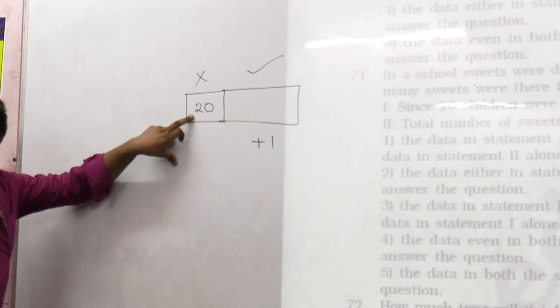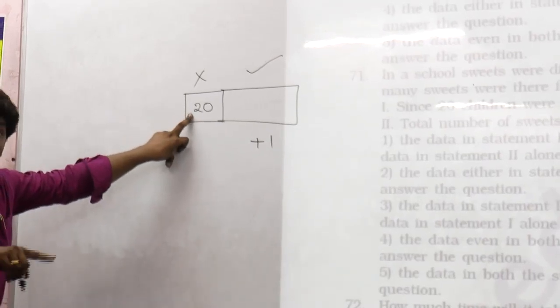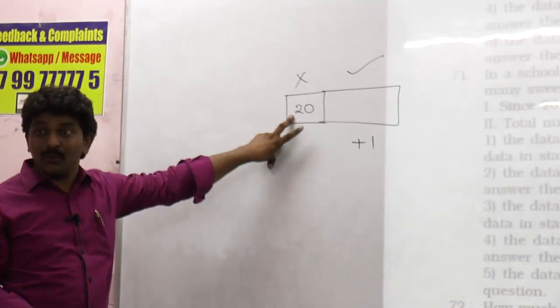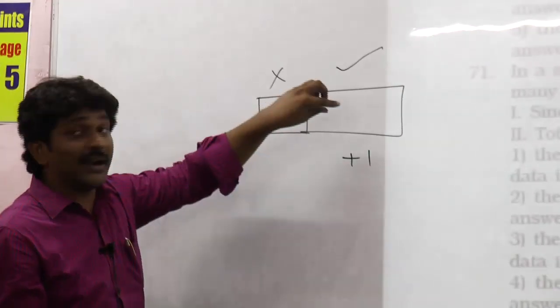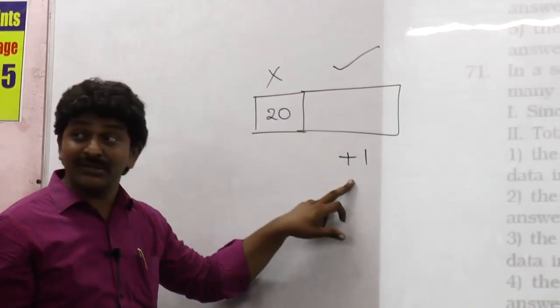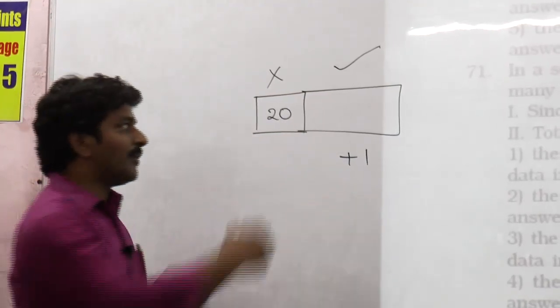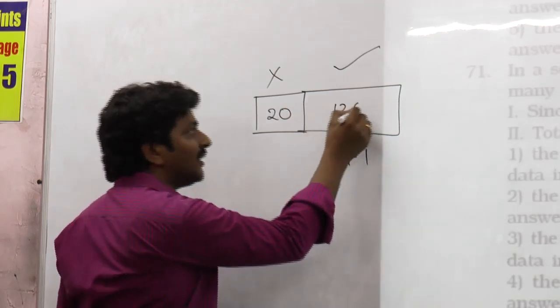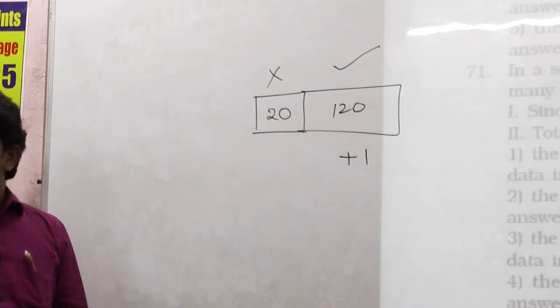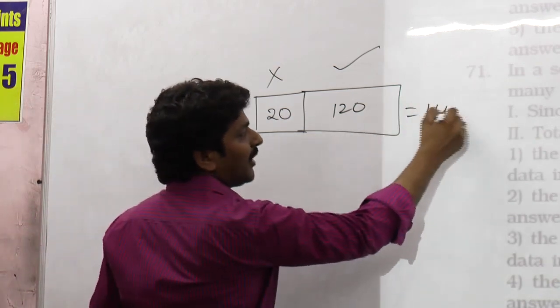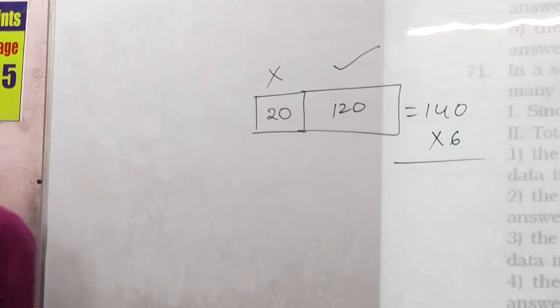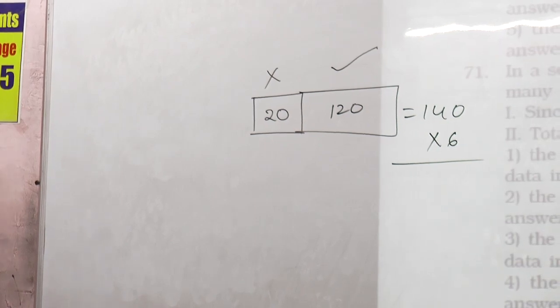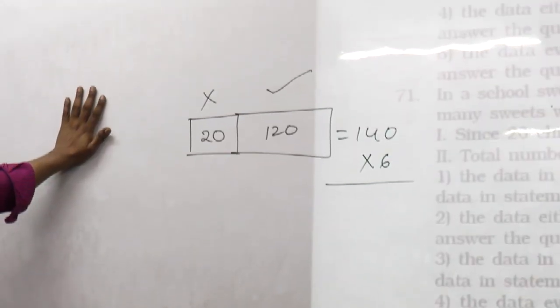So how many were absent? 20. So 20 into 6 sweets were left with us: 120 sweets. If you distribute 120 sweets among those candidates who were present on that day, each child is getting 1 sweet. So how many students were there? 120 students were present. And total number of students? 140. And each student is getting 6. Will you get answer or not? Yes.